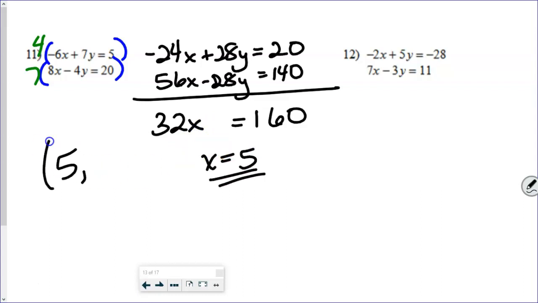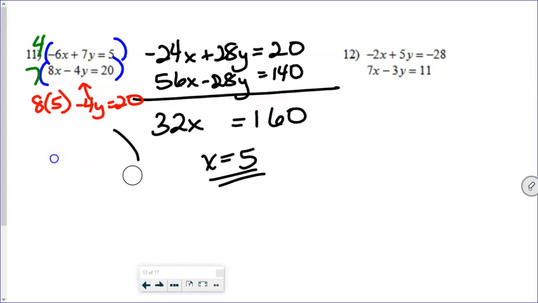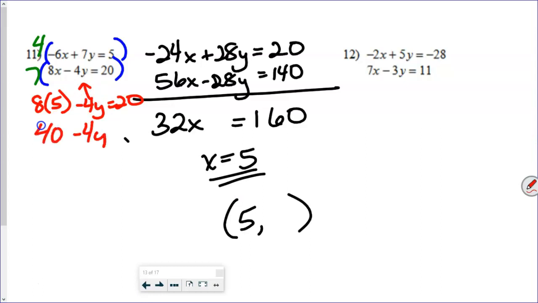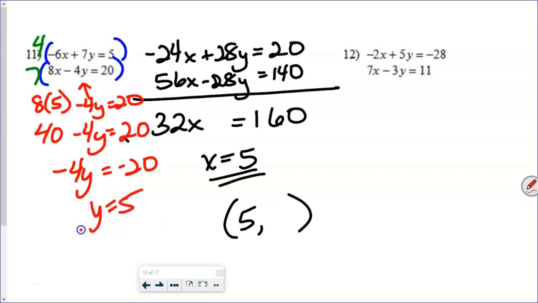So for the ordered pair, I know the x value is 5. Now I go to my favorite equation, which happens to be the bottom one here, and I plug in x equals 5. So 8 times 5 instead of 8 times x, minus 4y equals 20. I don't know why I keep writing this so close to everything else. I have plenty of room. Let me just move this around. There we go. So 40 minus 4y equals 20. Subtracting 40 from both sides, you get negative 4y equals negative 20. This is cute. y is 5 as well.